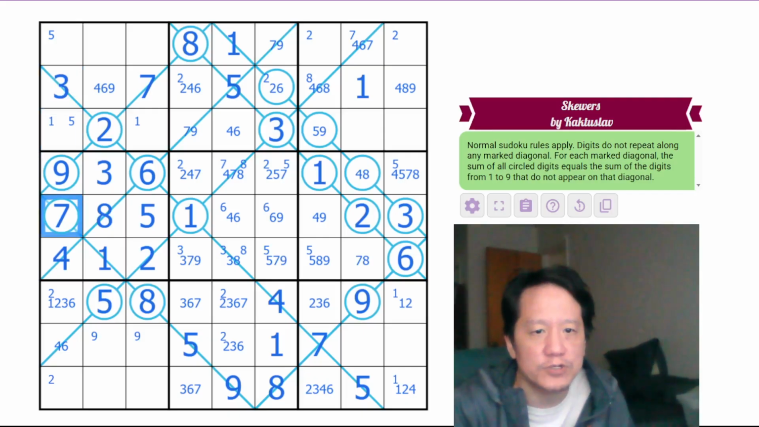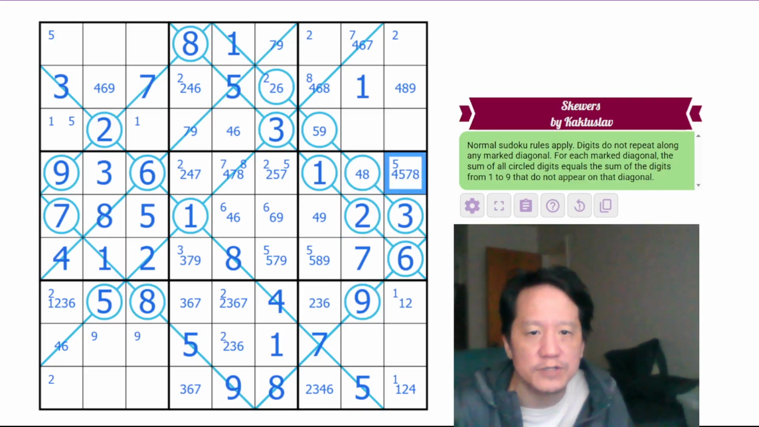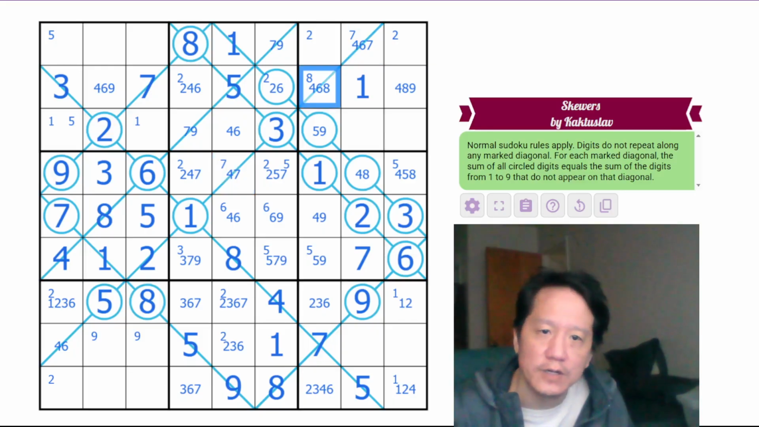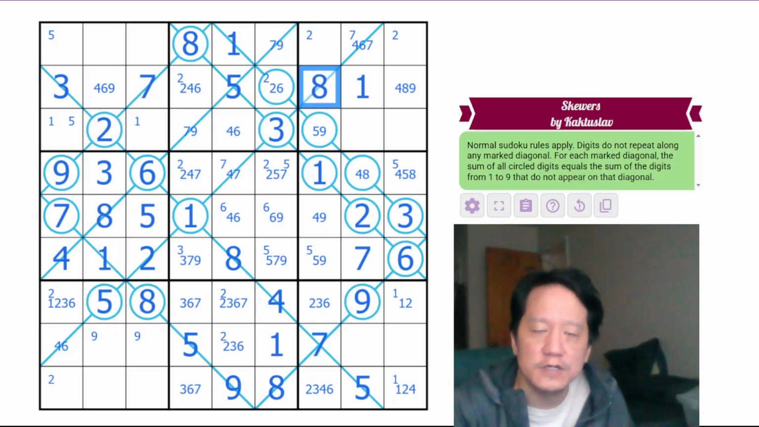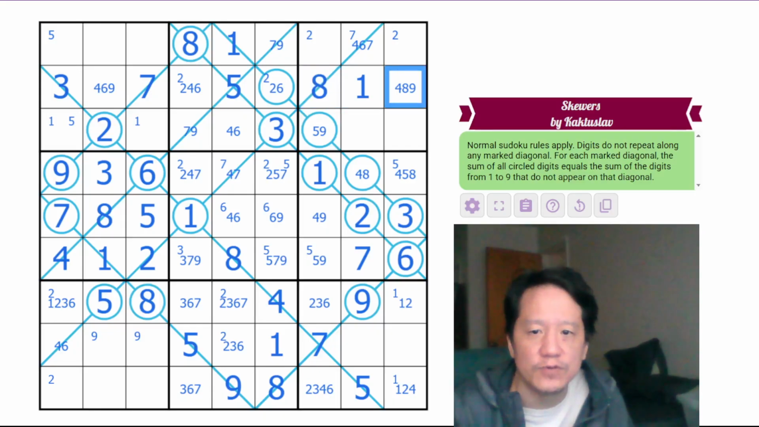So this is 3, which makes this 8, which makes this 7. That eliminates 7 in the rest of the box. This eliminates 8 here and 8 here. So where is the 8 on the line? It has to be here. So this is 8 here, which eliminates 8 in the rest of the row.